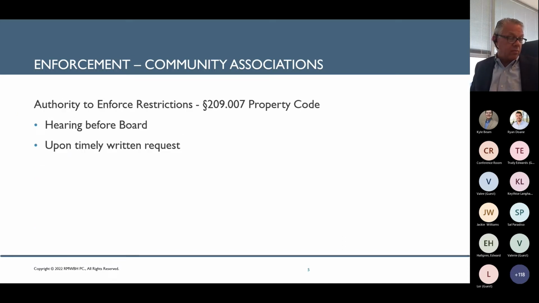Keep in mind that this 209 letter applies to fines, charging for property damage, and deed restriction violations. There is another section in the property code requiring a different letter that has to be sent before you can collect attorney fees for filing an assessment collection lawsuit. We're not really talking about that today, but be aware that there is a 209 letter for collections also.